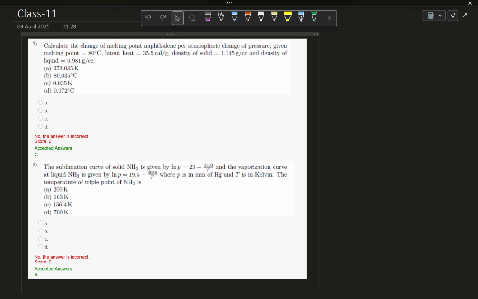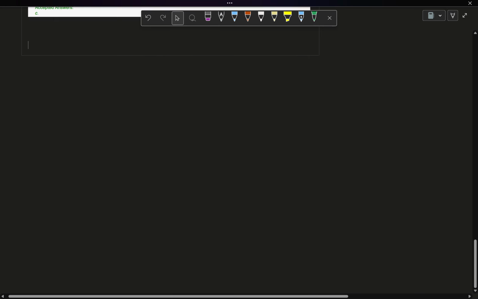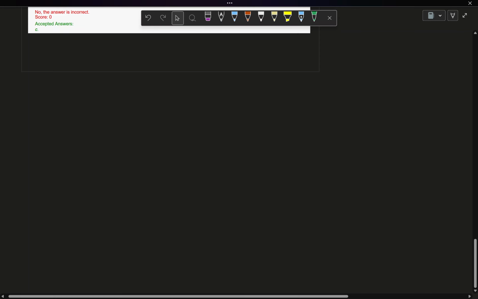So basically you have been given that there is a change in pressure which is 1 atmosphere, because it is per atmospheric change of pressure, and you have to know what is the change in the melting point temperature, that means what is dT. You have the original melting point value of 80 degrees, the latent heat for that melting is also given, and density for both the states is given. So the straightforward solution is to use Clapeyron's equation, right? Let me write that down.